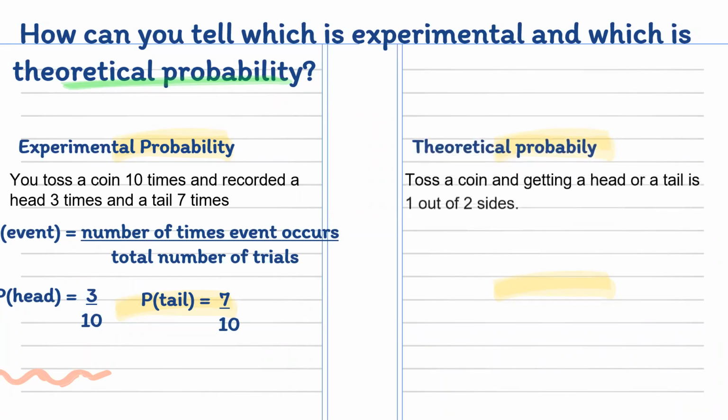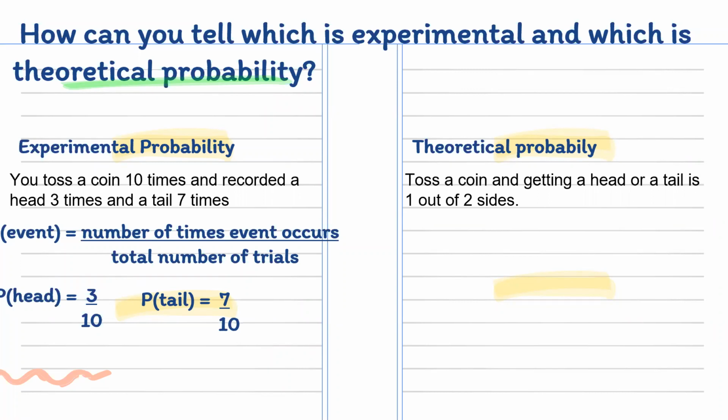So this one, theoretical probability, we are using only theory. We are just basing our answer on the variables or the given data. For example, toss a coin and getting a head or a tail is 1 out of 2 sides, right? We only use the theory because we know that a coin only has 2 sides. We call it head and tail.